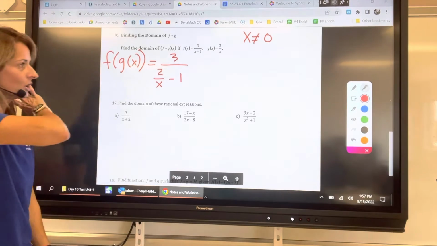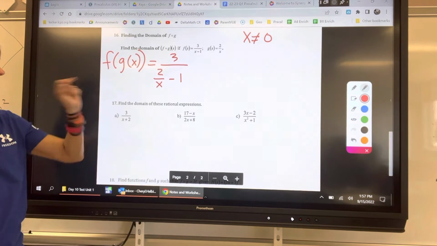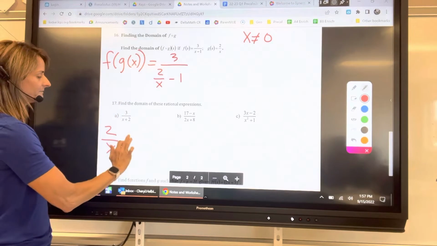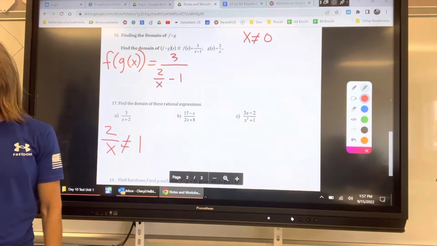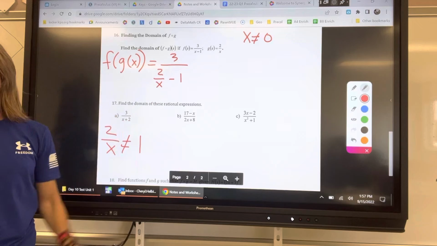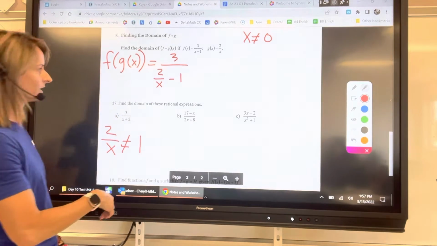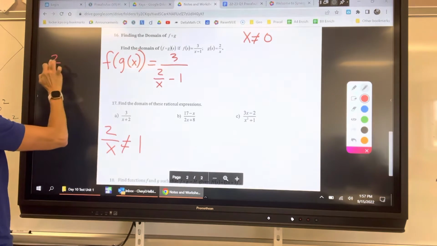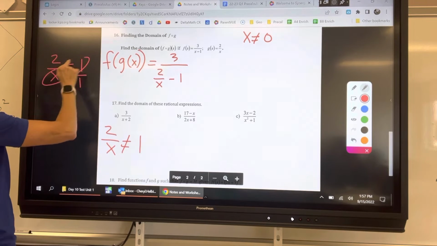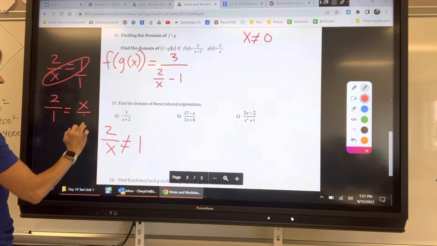Another way to do this, rather than going through all this work, is to look at the composite function and say, well, I know that 2 over x cannot be equal to 1. Because if that was equal to 1, then the denominator would be 0. So how do you do this? Let's say you have 2 over x equals 1. Do you guys remember that you can switch these numbers? So x can't be 2.